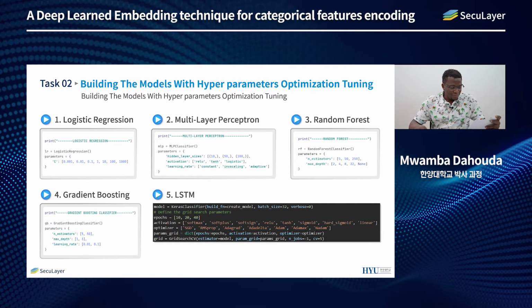We have used different machine learning models such as logistic regression, multi-layer perceptron, random forest, gradient boosting, and deep learning, and we train and evaluate these models using the training and testing data encoded with a deep learned embedding technique. We evaluate the performance of different machine learning models by using the following metrics: accuracy, precision, recall, area under the ROC curve, F1 score, and mean square error.